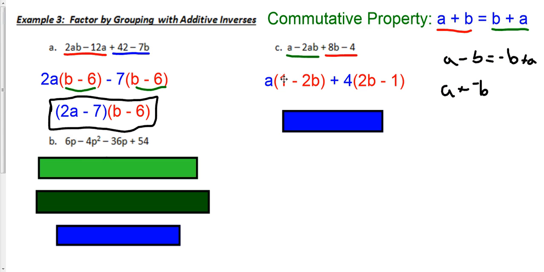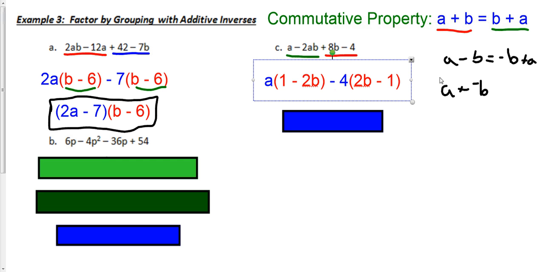Now again, we have a positive 1 and a negative 2B. Over here we have a positive 2B and a negative 1. So how do we change that? Well, instead of taking out positive 4, let's take out negative 4 from each piece.